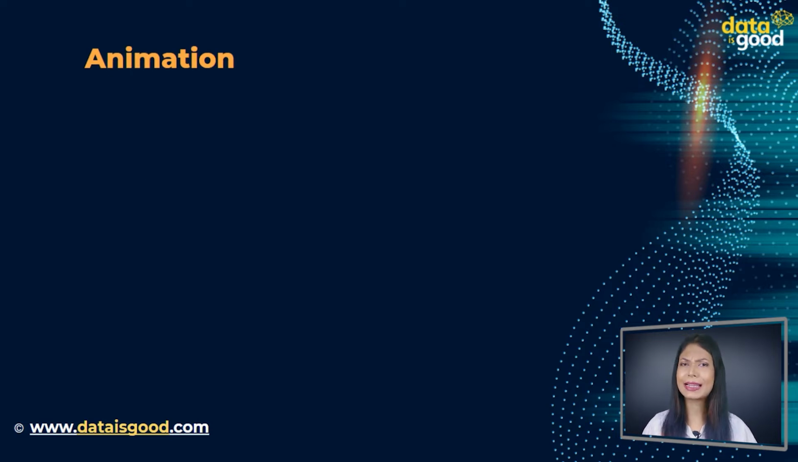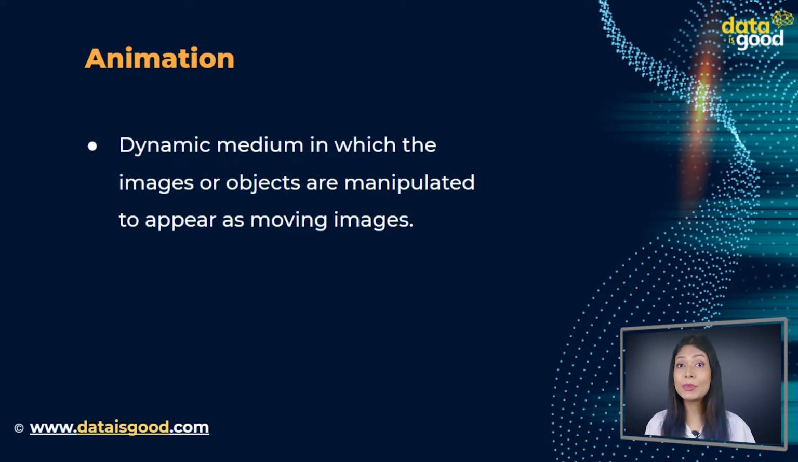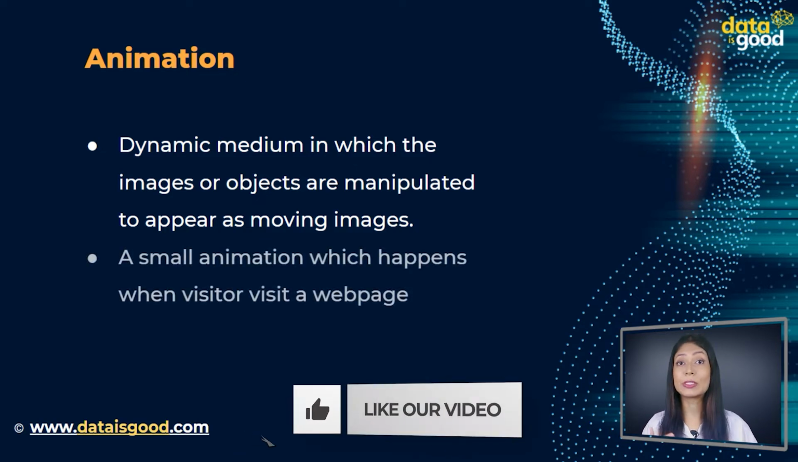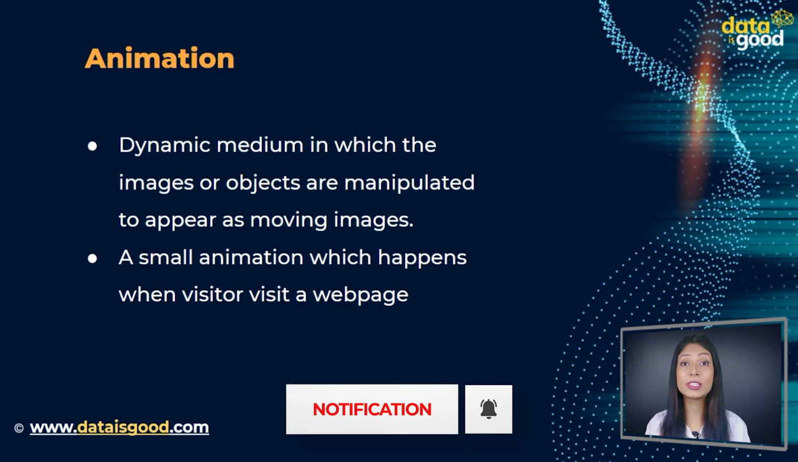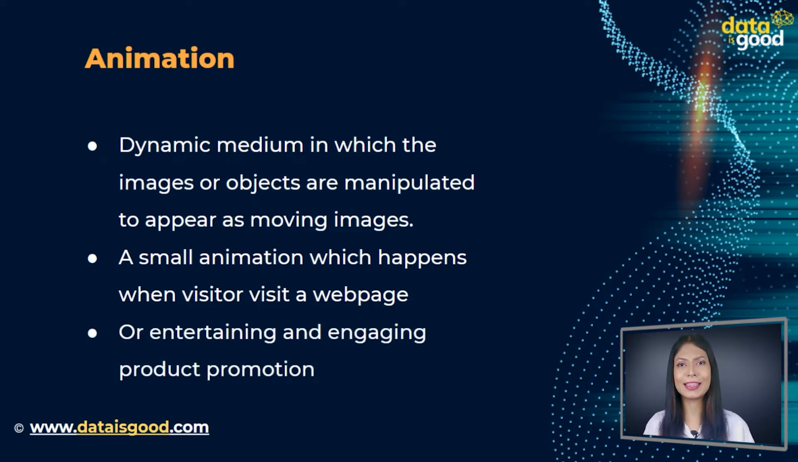So do you know what exactly animation is? Basically, animation is the dynamic medium in which images or objects are manipulated to appear as moving images. Web animation is used on all kinds of web pages. They can be small web animations that happen as a visitor is scrolling through a web page to draw attention to a particular element, or an animation that demonstrates a product, or a promotional web animation that shows off something entertaining and engaging. Now we will see how we can add the animations step by step in our website.